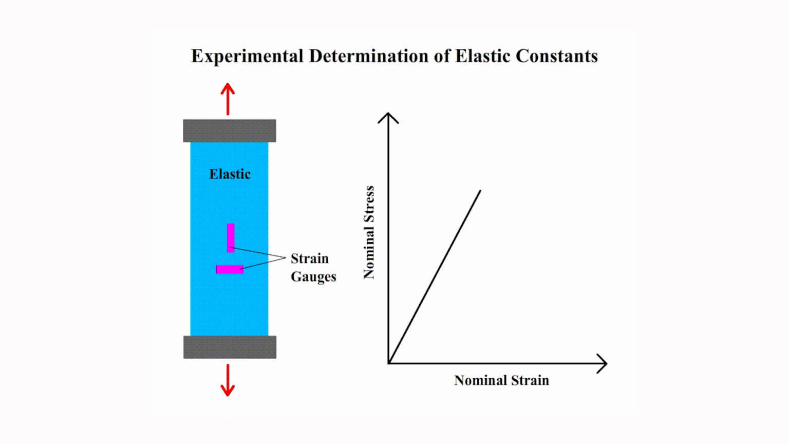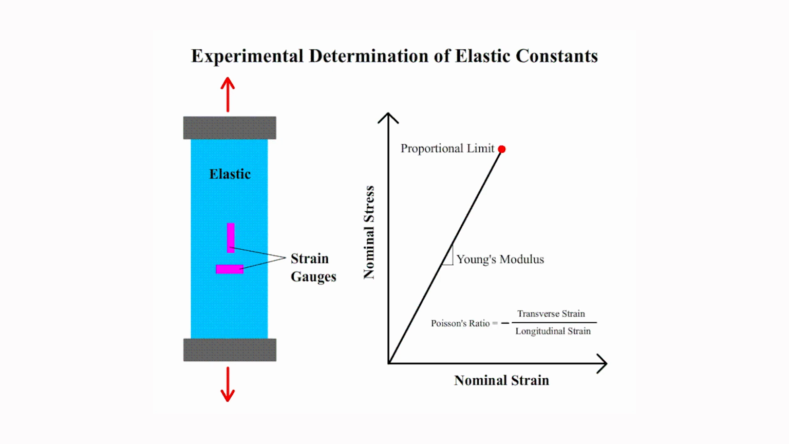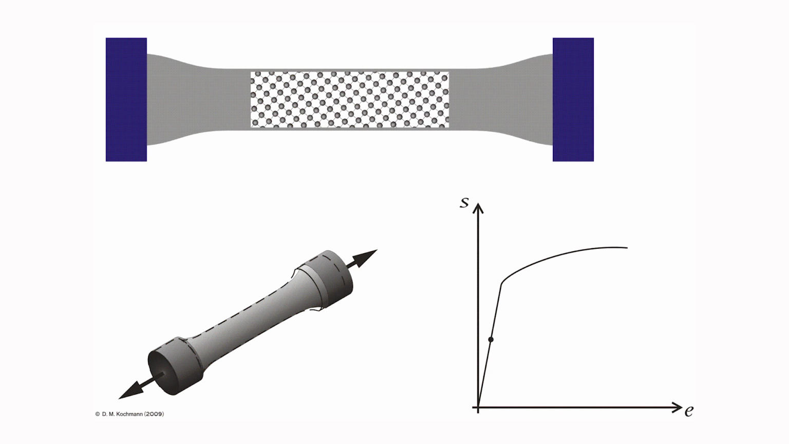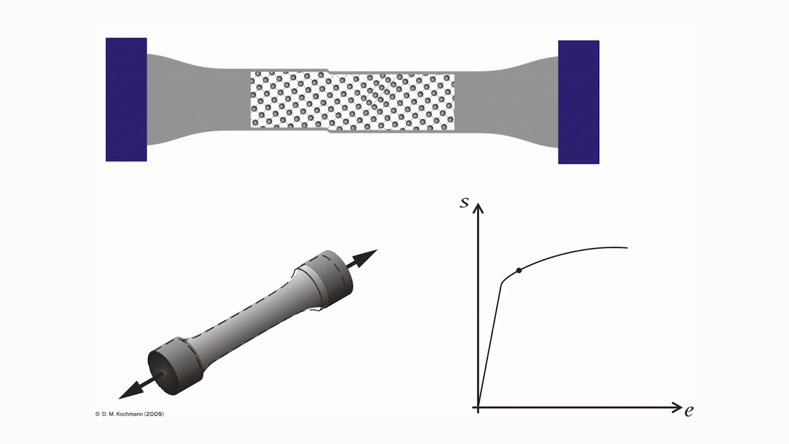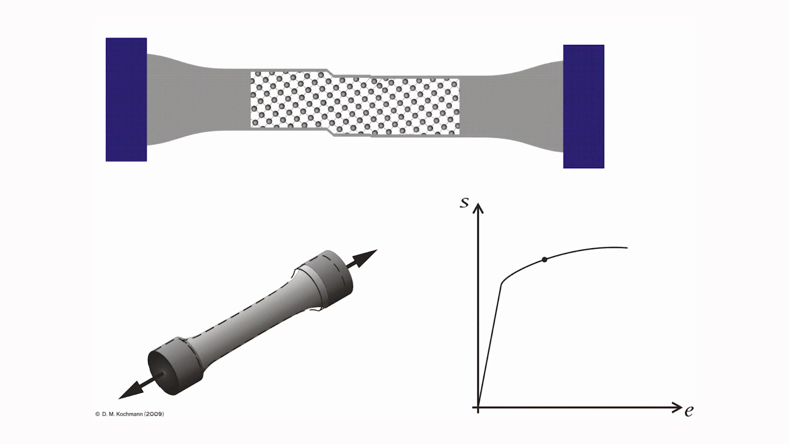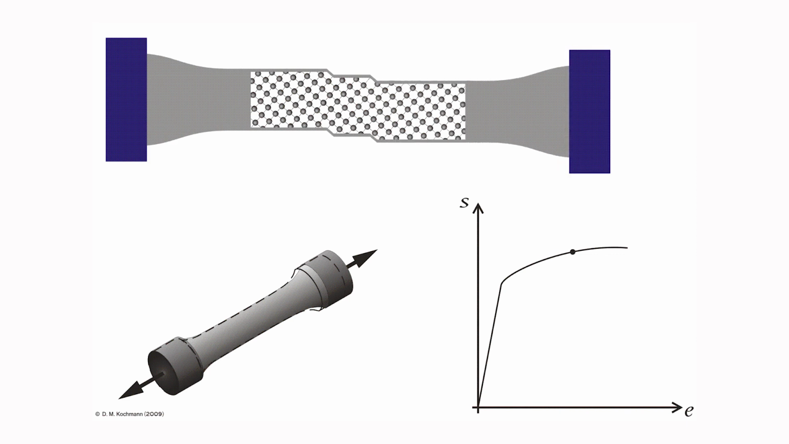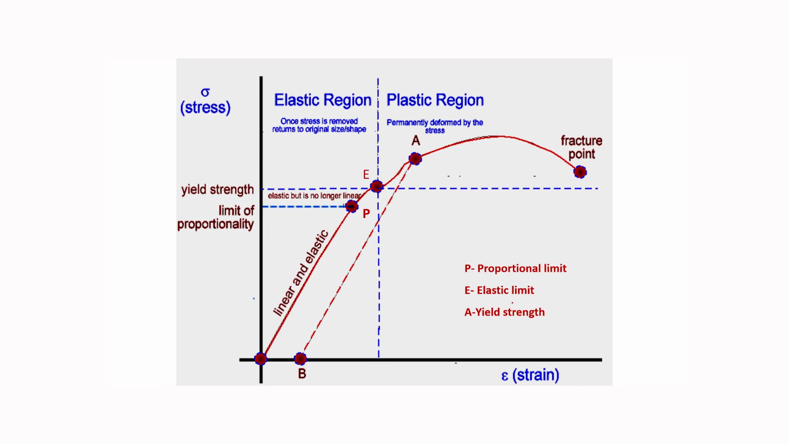The region of stress-strain curve before the elastic limit is called the elastic region. The application of stress greater than the elastic limit results in permanent or irreversible strain in the specimen, and the region of the stress-strain curve beyond the elastic limit is called the plastic region.